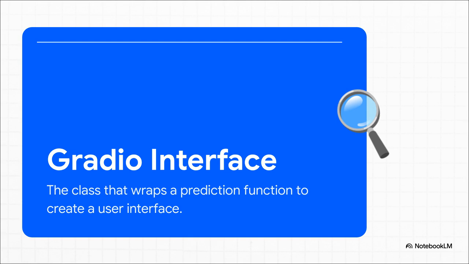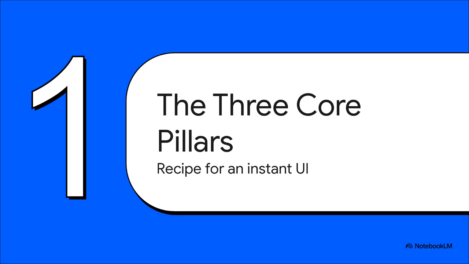Think of it like a magic wand that you wave over your function and poof, it just wraps a beautiful functional UI right around it. It's awesome. So how does this magic actually work? Well, it's not really magic. It's more like a recipe. A super simple one, actually, with just 3 core ingredients. These are the absolute must-have pillars for any Gradio app.